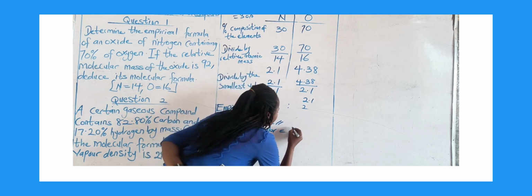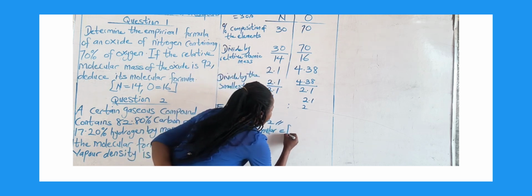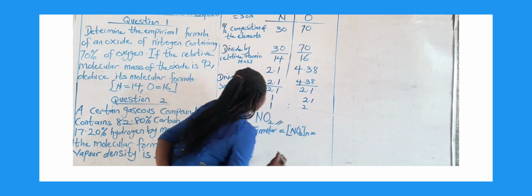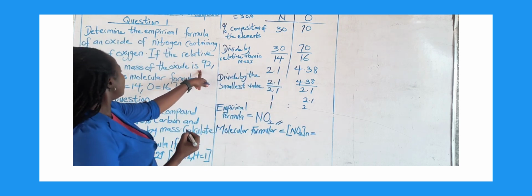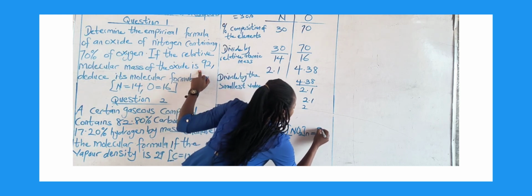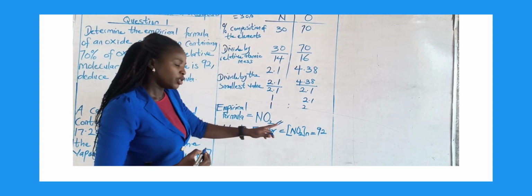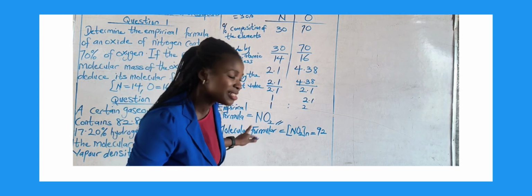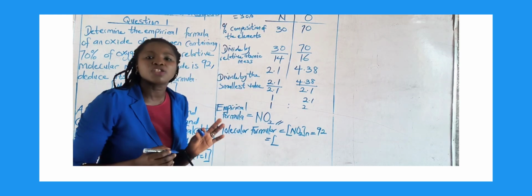So what's the empirical formula? That is NO2. What are we given? We are given the molecular mass, 92. Good. Mind you, we are trying to get a molecular formula. So let's go. We now need to do the relative atomic mass of NO2. Our N is 14, right?